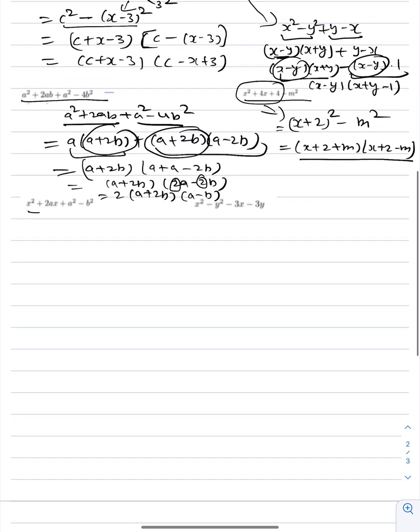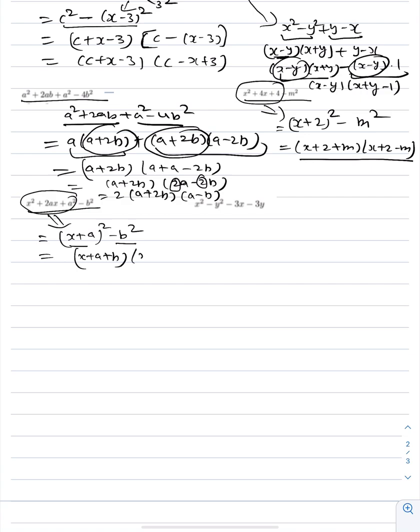Okay, now this one again, the first 3 terms is a perfect square trinomial for factorization. This is the formula here. And now you will use difference of squares. So this is like a squared minus b squared or x squared minus a squared, however you want to say it. So this is equal to x plus a plus b. And this is x plus a minus b. Again, you can't further simplify this.